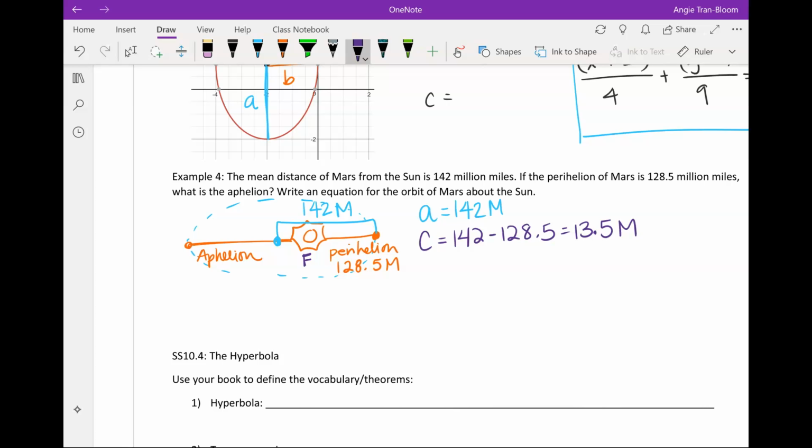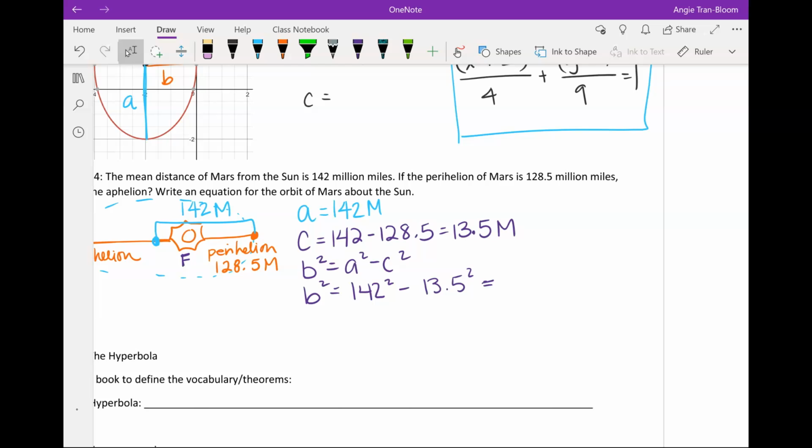Then it says write an equation, so that means I need a b value. How do we find b value again? B squared equals a squared, take away c squared. So b squared equals 142 million squared, take away 13.5 million squared. Can someone punch that in and tell me what the answer is in millions? 19,981.75 millions. Okay. That's b squared.